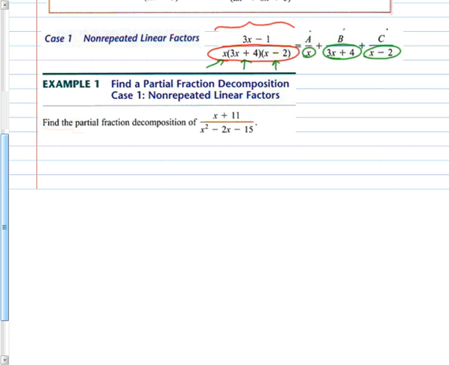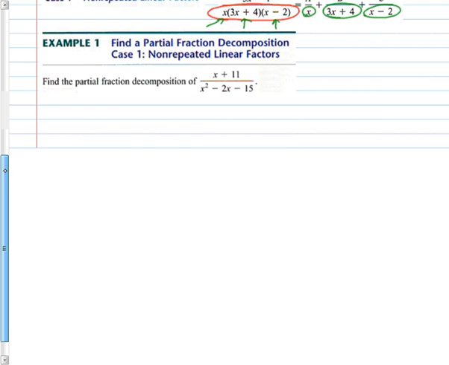So let's practice this. Let's see how this works now. So they want us to find the partial fraction decomposition of this. Well, step number 1 is I need to factor this denominator. It needs to be in factored form. So that's a nice trinomial. Help me with the numbers. What would factor? 5 and 3. Negative 5, positive 3. So we are going to rewrite this original fraction in its factored form, x plus 11 over x minus 5 times x plus 3.